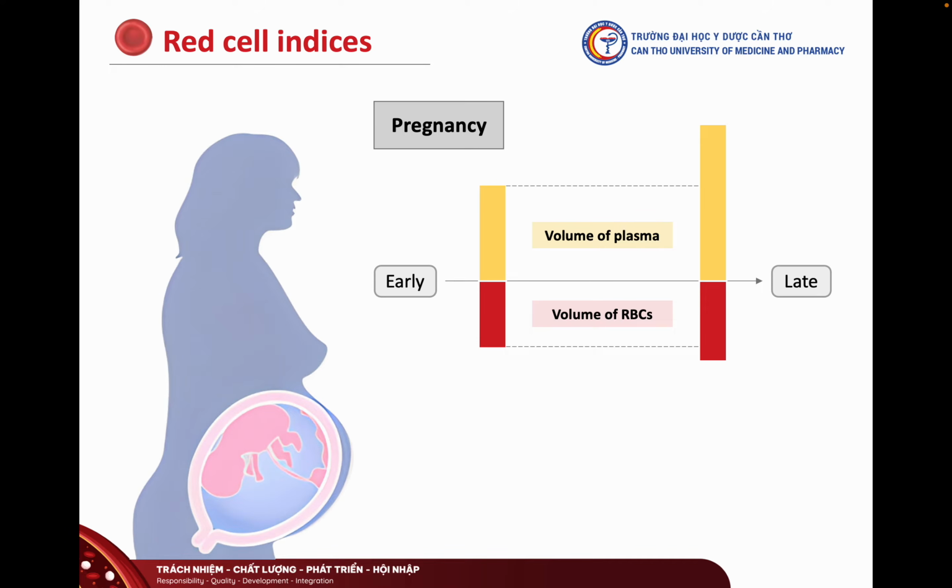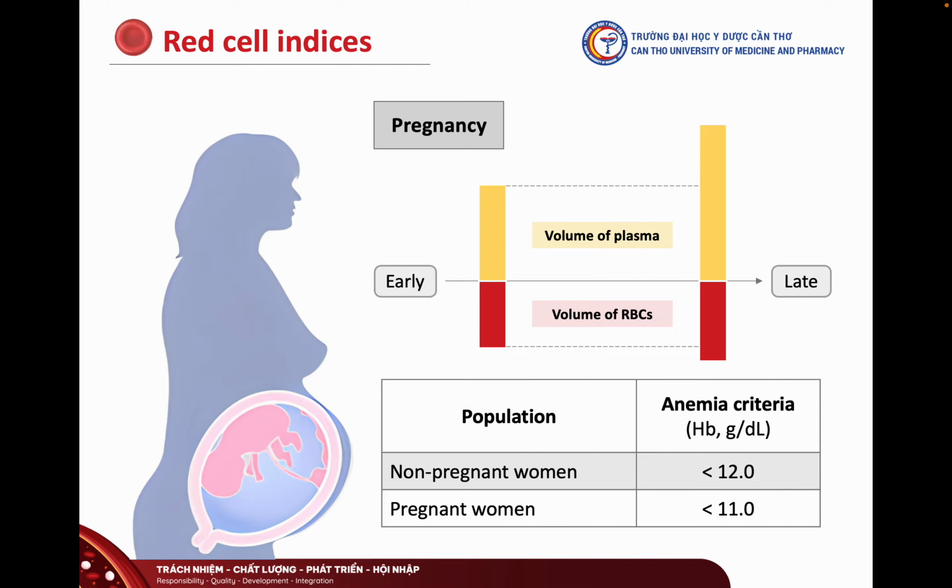That's why the anemia threshold for pregnancy is lower than for non-pregnant women. Hemoglobin lower than 11 grams per deciliter, compared to lower than 12 grams per deciliter in non-pregnant women.